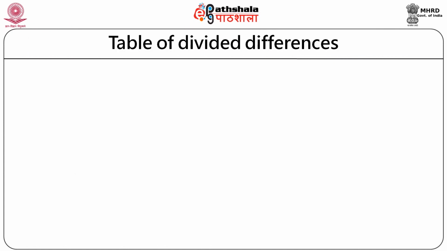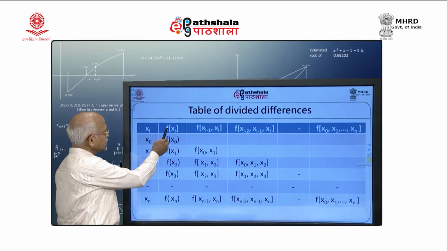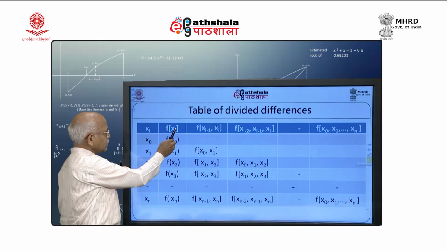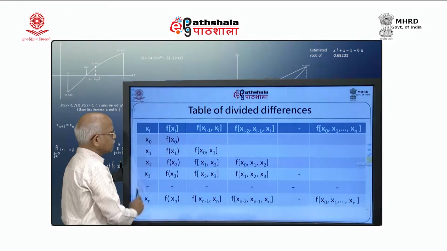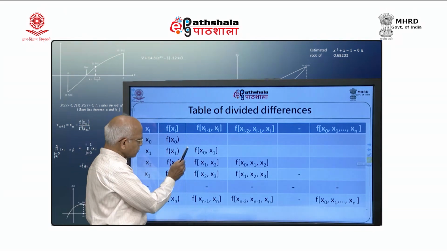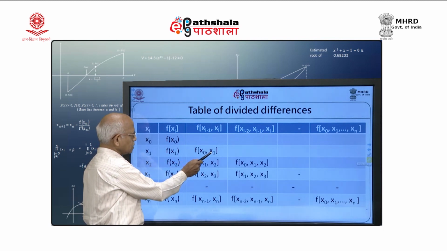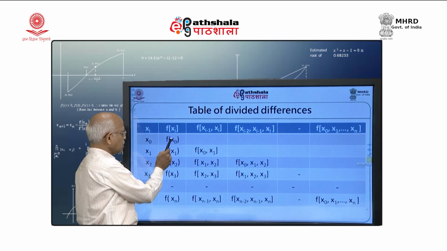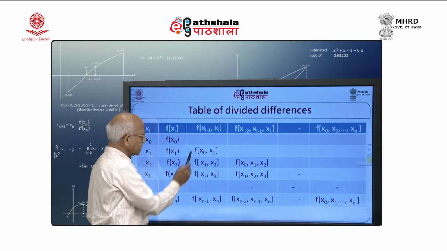The table of divided differences can now be evaluated in tabular form like this. I am writing these values x0, x1, x2, x3 and so on up to xn. Then I am taking the 0th divided difference, that is simply the value of f at these nodes. Then I am taking the first divided difference. The first divided difference will start from x1. So f[x0, x1] can be obtained as this minus this divided by this minus this. That is what we will get as the first divided difference.